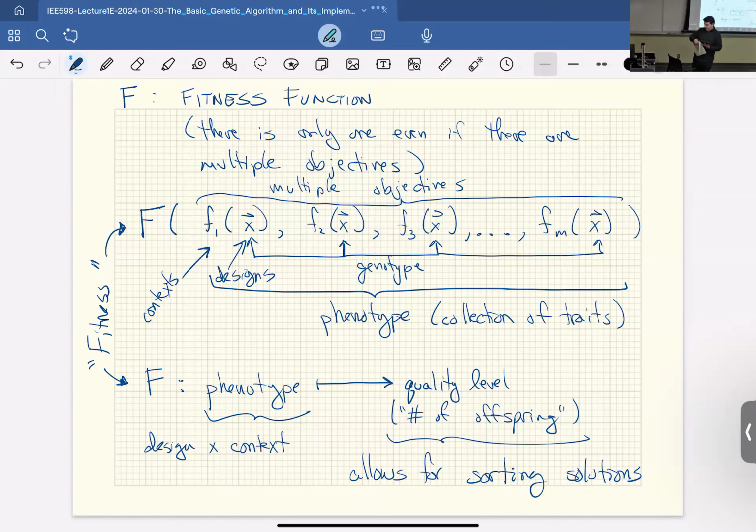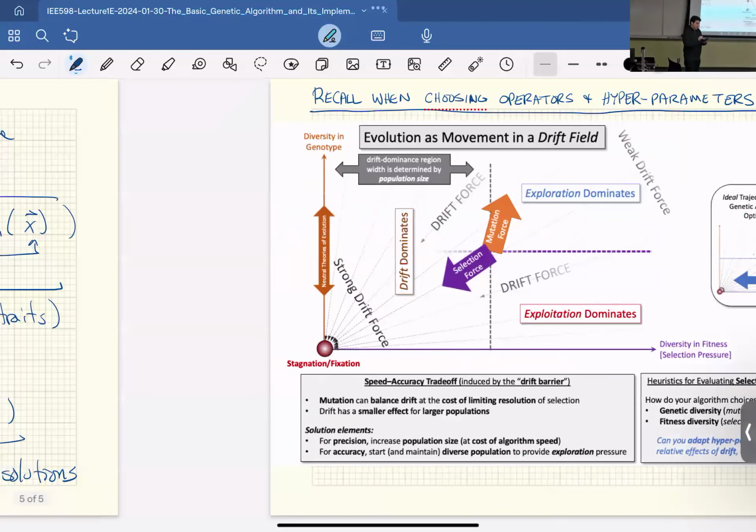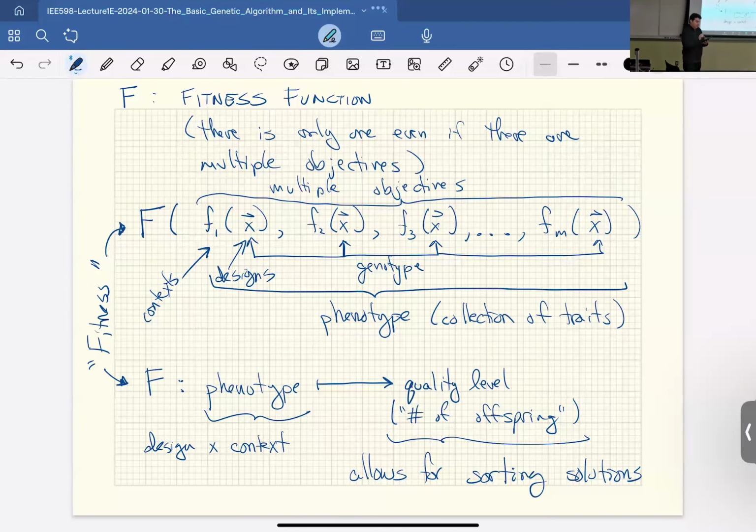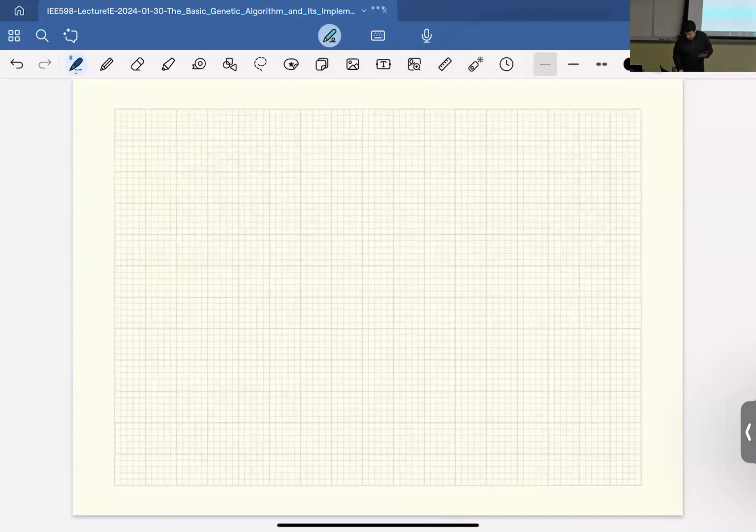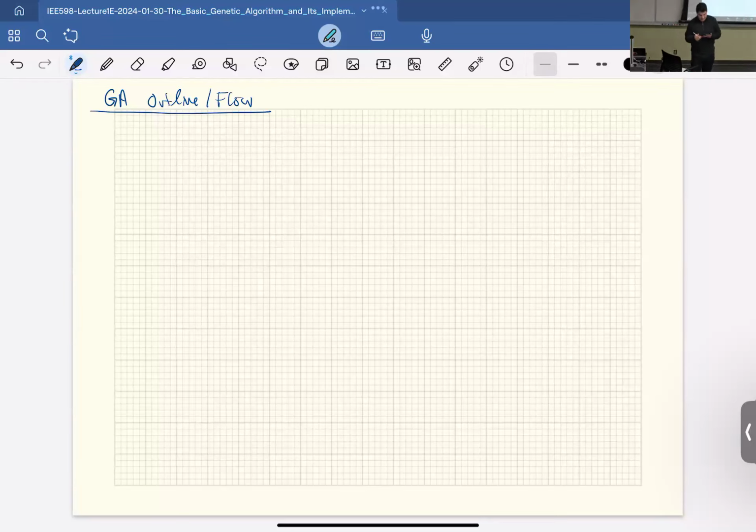All right, so the basic genetic algorithm, it works. Okay, so the basic flow. So here's a GA outline flow. In our genetic algorithm, we are going to start with, I'm going to say, N genes and M individuals. So I'm going to just model this as a matrix.